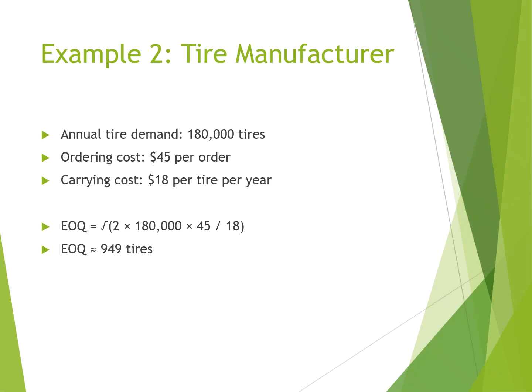Now let's look at a manufacturing example. This company needs 180,000 tiles per year. Ordering cost is $45 per order. Carrying cost is $18 per tile per year. When we apply the EOQ formula, the optimal order size is 949 tiles. Again, this is the quantity ordered each time, not total inventory.